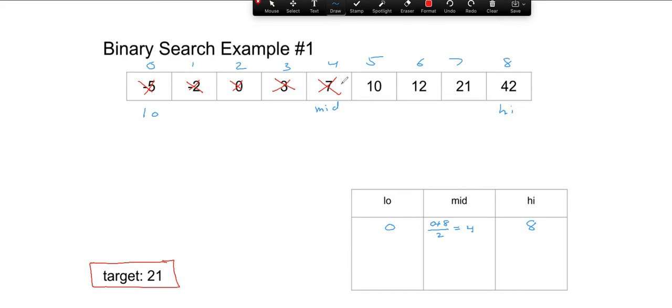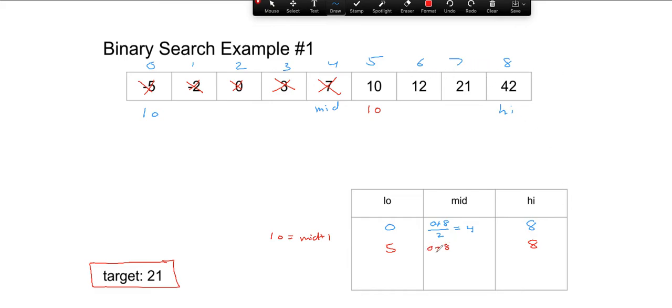Because our value here was too low, we're going to move our low position to be 1 to the right of the mid. So we're going to change our low to be 1 bigger than the mid, so that our low position is now at 5, and our high position is at 8 still.